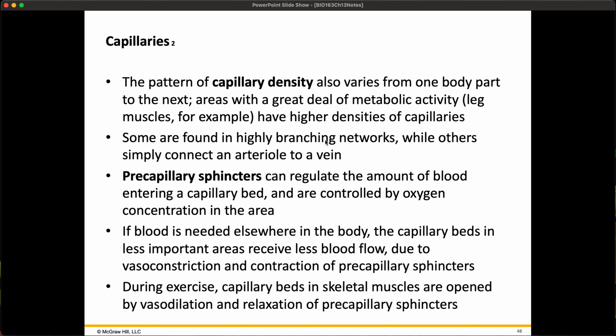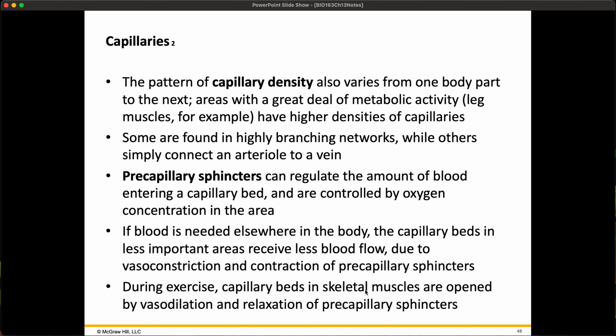Some are highly branching networks, big intricate capillary beds, while some just connect an arteriole to a venule, shifting down to a capillary and then back up to a vein. I mentioned those precapillary sphincters before. They regulate blood flow entering a capillary bed. If blood flow is needed elsewhere, the capillary beds for the less important areas can receive less blood flow just by constricting and contracting that precapillary sphincter.